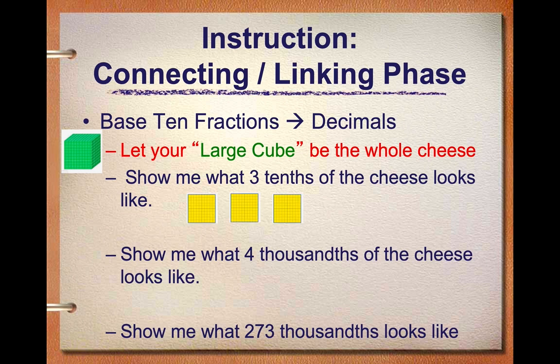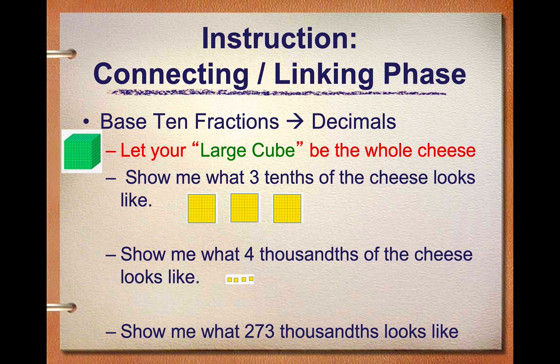Well, yeah, a single flat piece, the 100 flat. It takes 10 of those to make a large cube, so each of those represents a tenth. So that would be 3/10 of the block of cheese. What would 4/1000ths of that cheese block look like? Well, if we divide it into 1,000 little pieces, that would be our single little cube. So that's what 4/1000ths would look like.